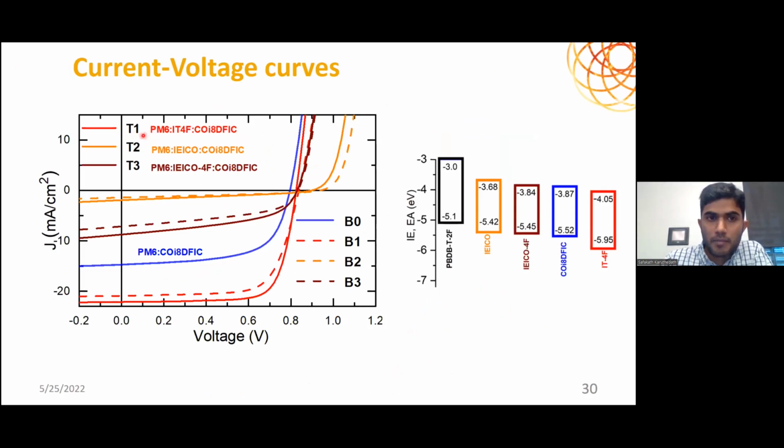In the case of the IT4F-based ternary, we observed very high efficiency. And when you add IICO, it didn't work well. Of course, we can say that its IE offset is low, and IICO4F is kind of medium. But when you make a PM6 binary with the third material, it's a medium-performing one. So why is the IICO not working, even though it has a bit of coverage there? This we're going to examine in the coming slides.